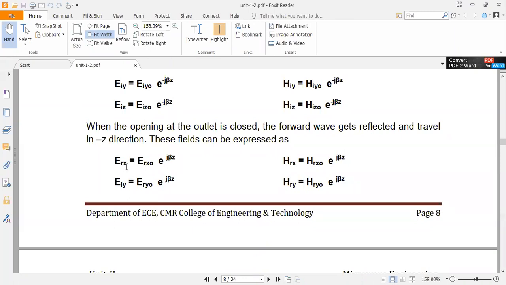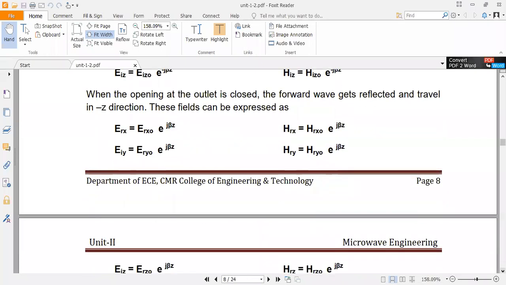I can write E_rx is equal to E_rx0 e power of plus j beta z. Why are you getting this expression? Plus, because the wave is moving in the reverse direction, opposite to the positive z direction, in the negative z direction. So all the six expressions become e power of plus j beta z. Understood this? One wave is moving in the forward z direction. Since we closed that place, obviously the wave gets reflected back. So the reflected signal has what?